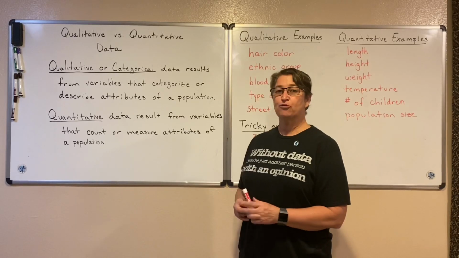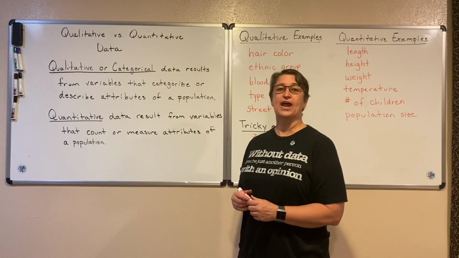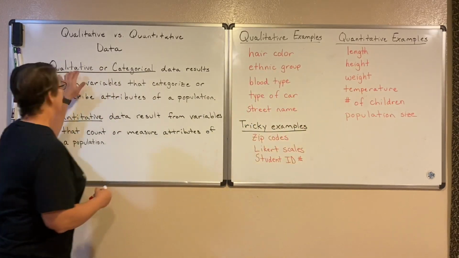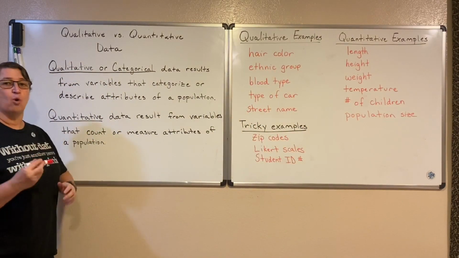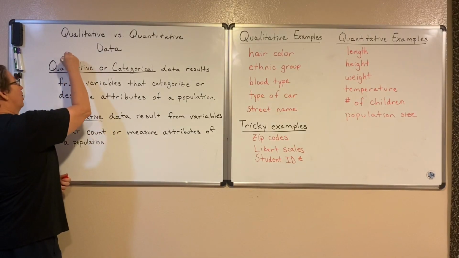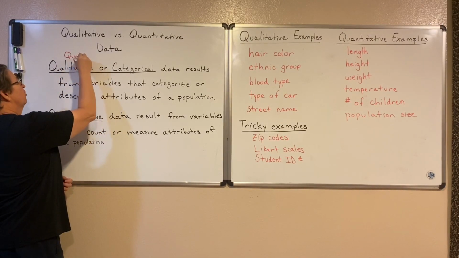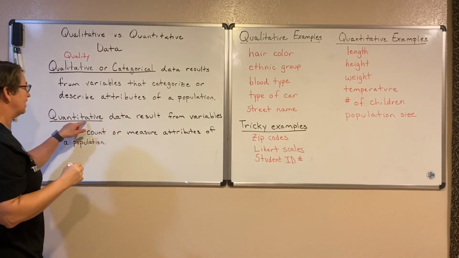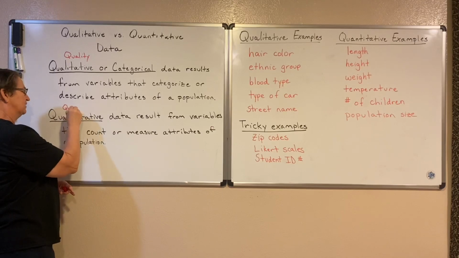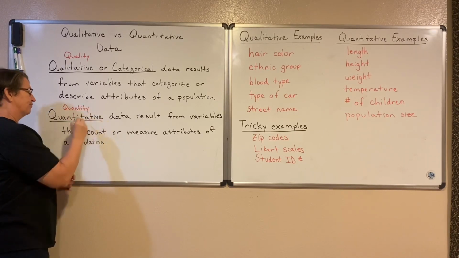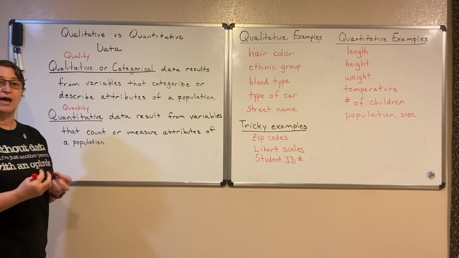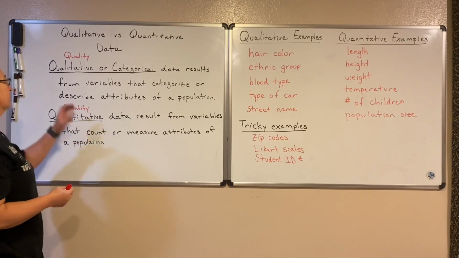Both of these have a nice root word that helps me to remember the two of them. This first one, qualitative. When I think of qualitative, I think of quality. Whereas in quantitative, I see that quant, or I think quantity. And that's kind of the difference between the two types of data that we're collecting.